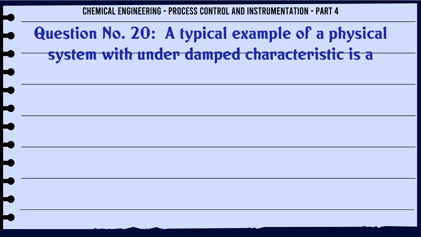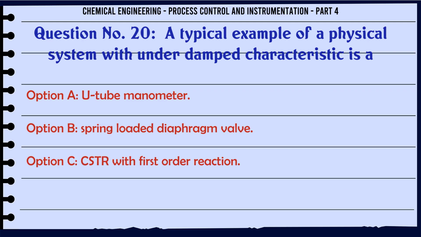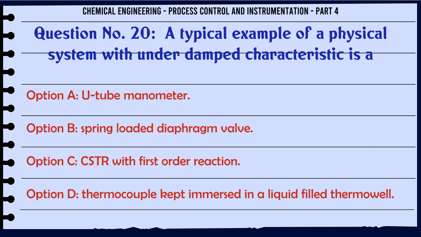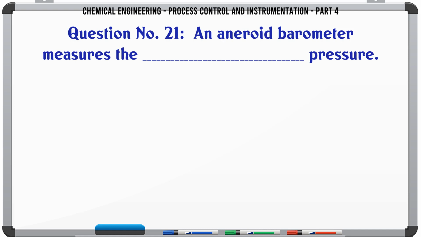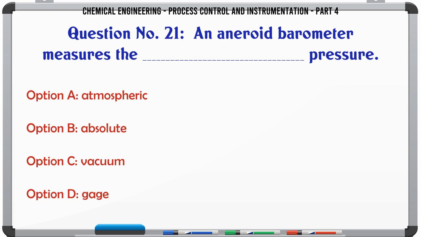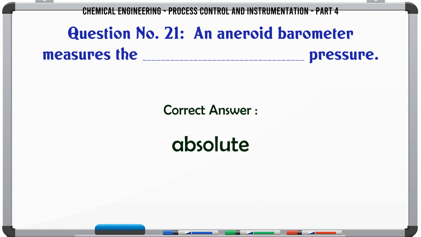A typical example of a physical system with underdamped characteristic is A. U-tube manometer. B. Spring-loaded diaphragm valve. C. CSTR with first-order reaction. D. Thermocouple kept immersed in a liquid-filled thermowell. The correct answer is spring-loaded diaphragm valve. An aneroid barometer measures the ___ pressure. A. Atmospheric. B. Absolute. C. Vacuum. D. Gauge. The correct answer is absolute.